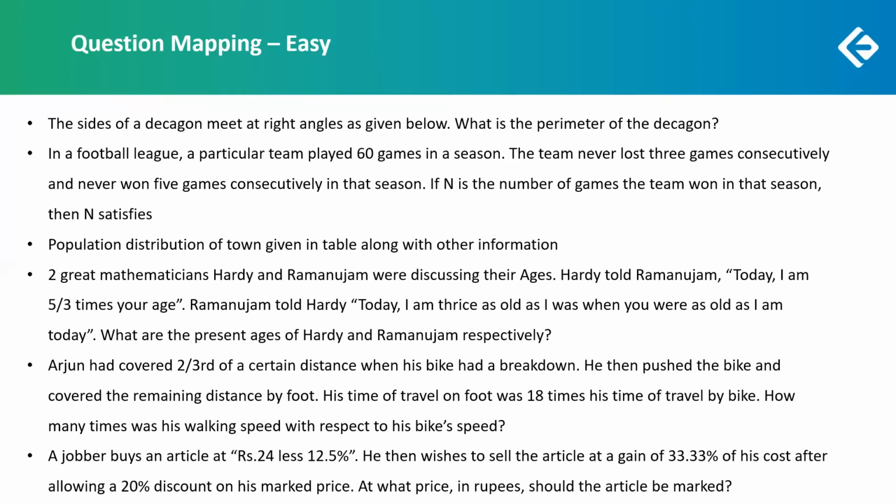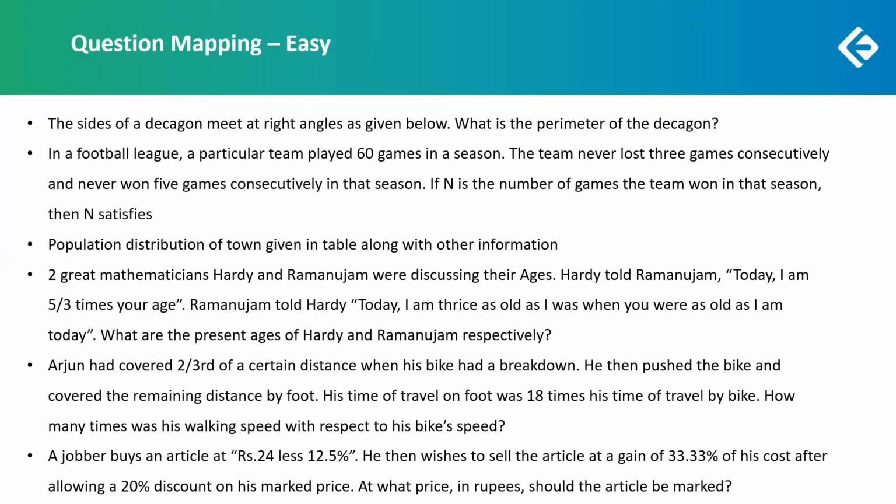Next, we had a standard word problem on ages. Two people, one person is saying, today I am 5 by 3 times your age. The other person is saying, today I am thrice as old as I was when you were as old as I am today. The second part might have been a little confusing, but these types of questions have been discussed in class. So you should have known the method, the approach to this question. And even if you were confused for the initial 20-30 seconds, after that, your practice, your learning in the lectures should have come into play and you should have been able to solve this.